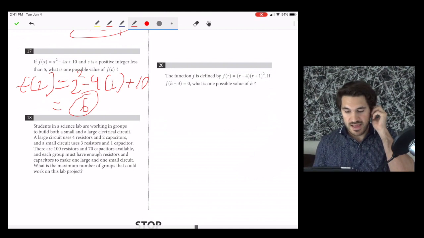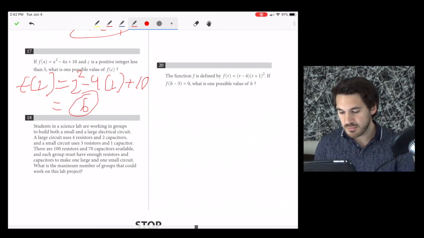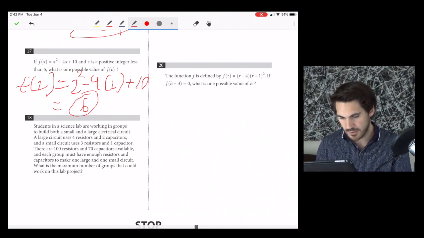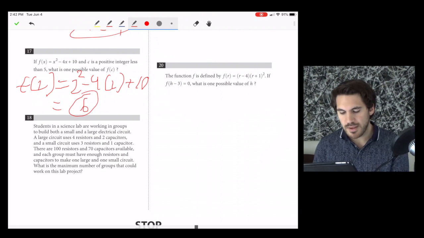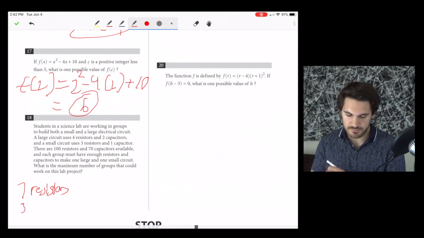18. Oh, 18 is a classic. So lots of stuff, but basically, what is the maximum number of groups that could work on this lab project? So think of it this way. If a group has to make one large and one small circuit, that means any group has to automatically use 7 resistors. And they have to use 3 capacitors.